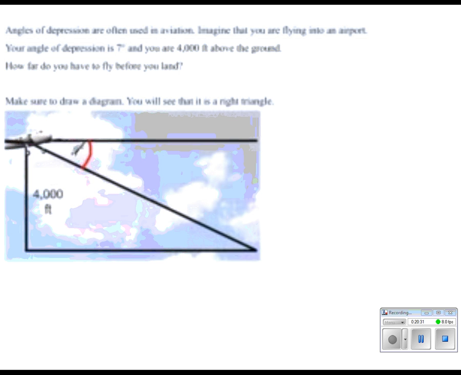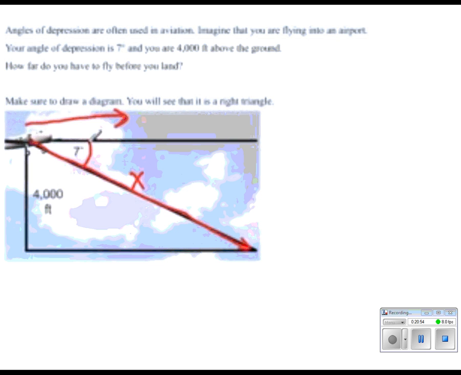Now, think about how you fly. We are flying in this direction, but we don't just fly straight across and then drop down. We are actually flying at a descent in this direction. So in this case, we would be looking for x.